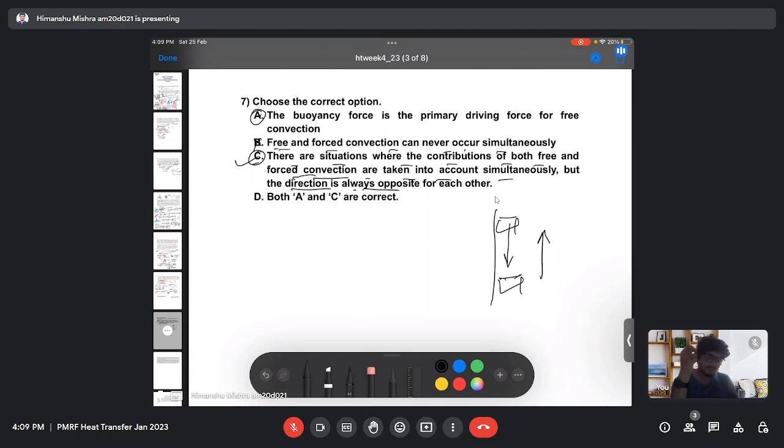But what if my free convection has a direction of downside? It is still parallel to the surface. So here, forced and free are still parallel to the surface, but they are in the opposite direction. Is this situation possible?